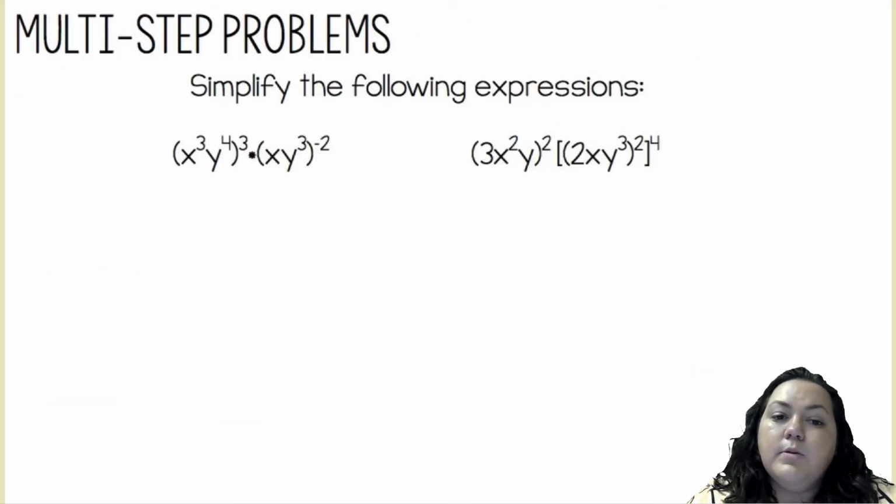All right, so now some multi-step problems, even though we've kind of done some already. Simplify the following expressions. X to the third, y to the fourth, all raised to the third, times x, y to the third, raised to the negative 2.